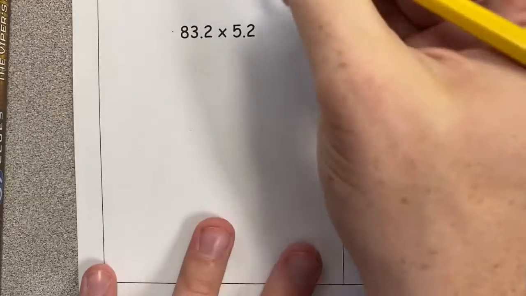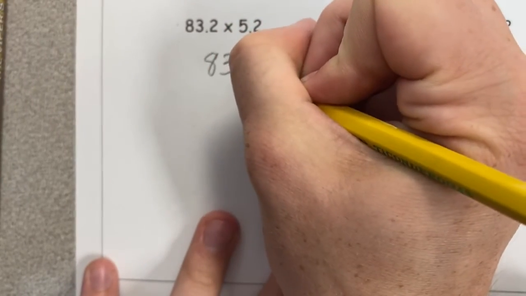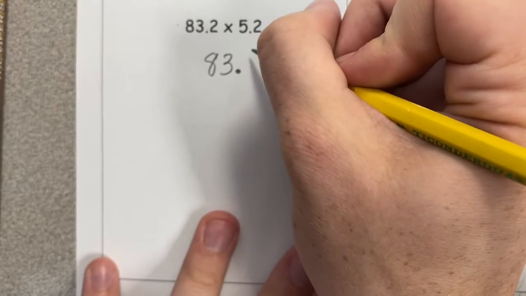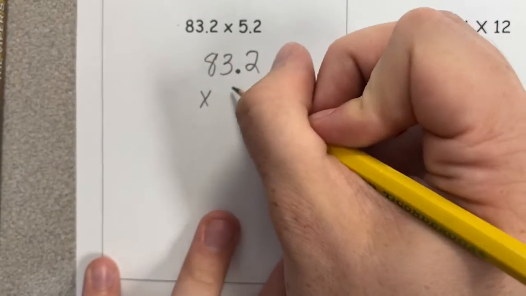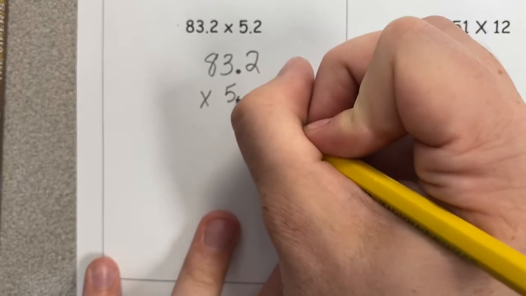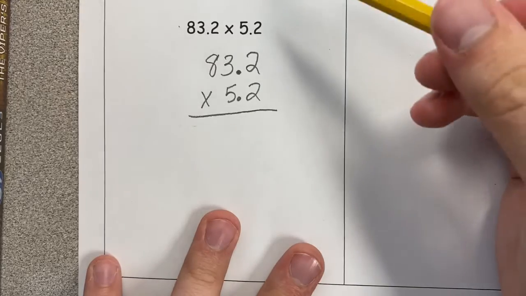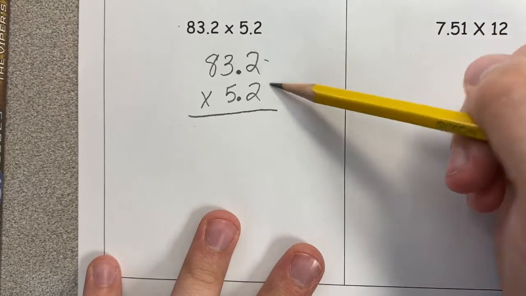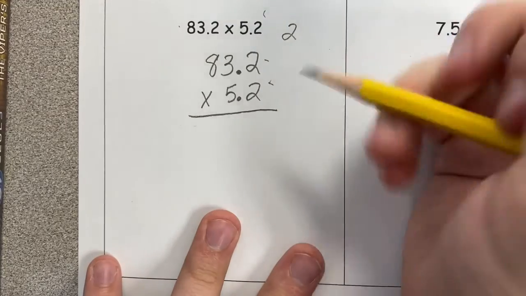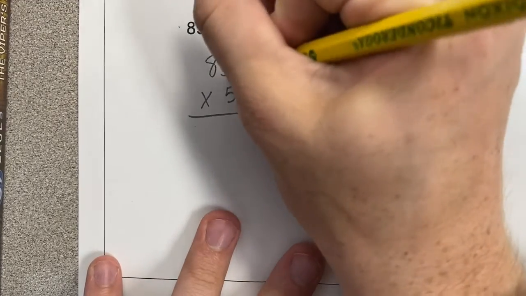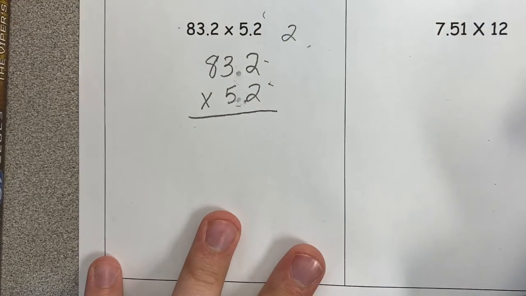Now, same here, we're going to set up our problem. 83 and 2/10ths times 5 and 2/10ths. Now again, I count how many numbers are behind the decimal. In this case, I have 1, 2 behind the decimal, so I'm going to put 2. Then I'm going to erase my decimals. And I'm going to multiply it like normal.